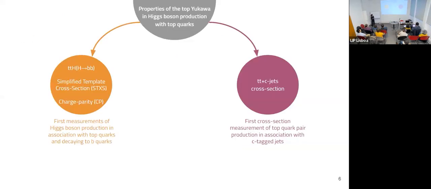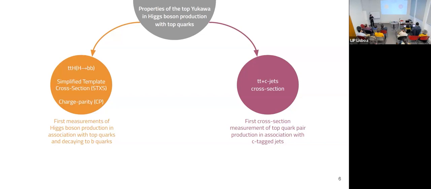So in this talk, I will focus on the properties of the top Yukawa coupling, so the interaction between the Higgs boson and the top quark. And I will mention 2 analyses to which I have contributed. So the first ones are TTH analyses with Higgs to BB, and this includes 2 of them. A cross-section measurement in the simplified template cross-section framework, and also a direct measurement of the charge parity properties of the coupling.